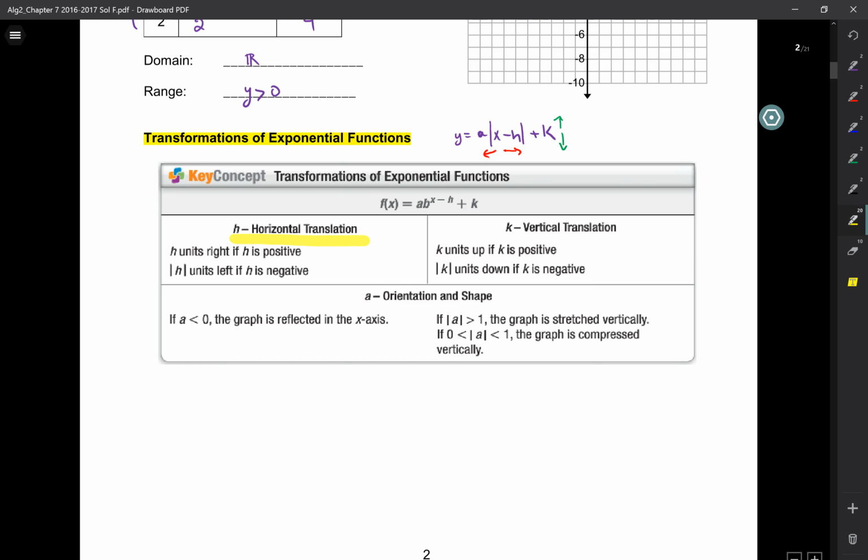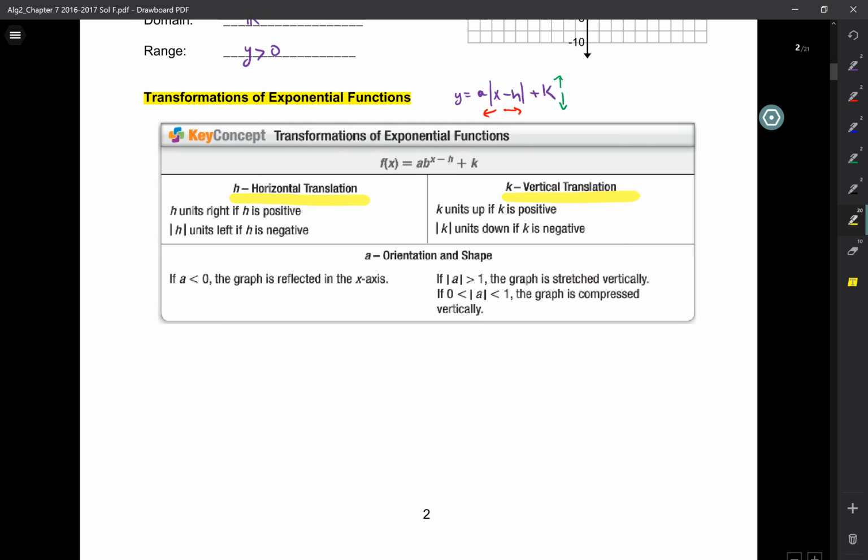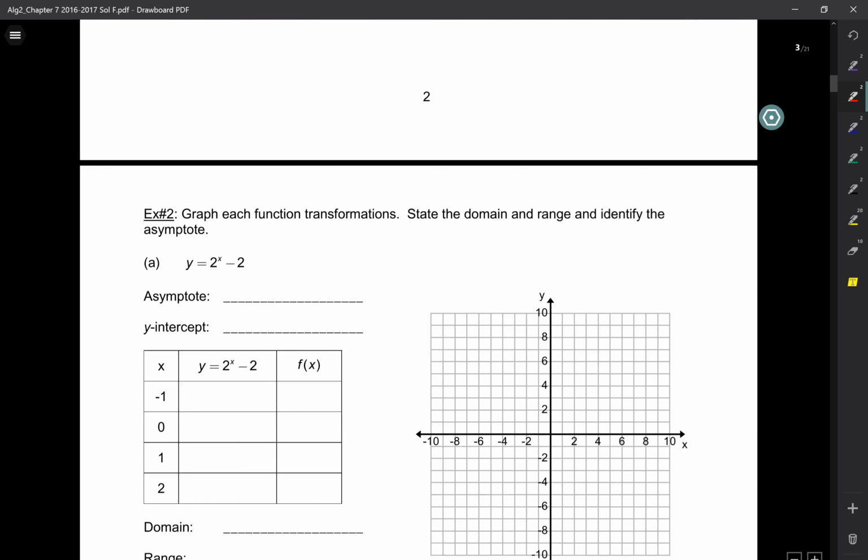H is the horizontal translation. K gives us the vertical translation. Okay, if a is negative, it's a reflection around the what? X-axis. All right, so let's see how this is going to affect these.